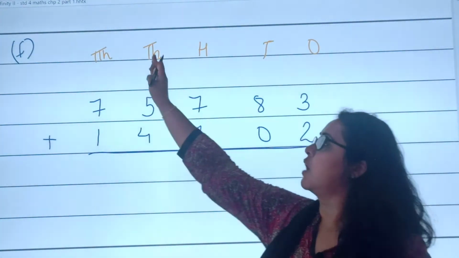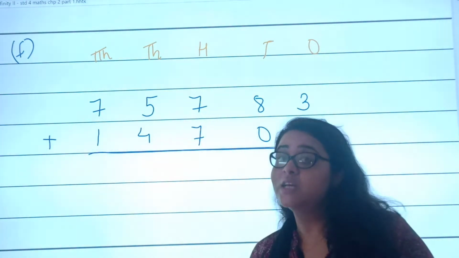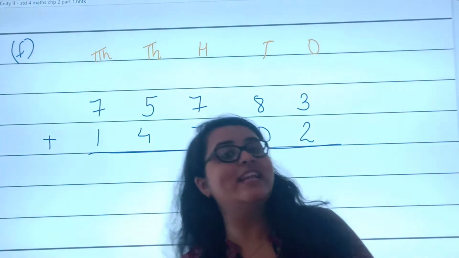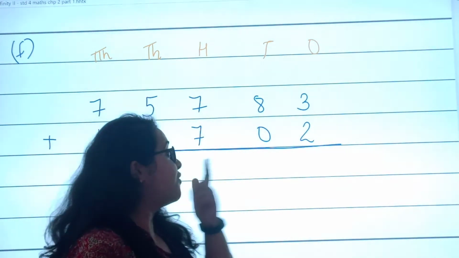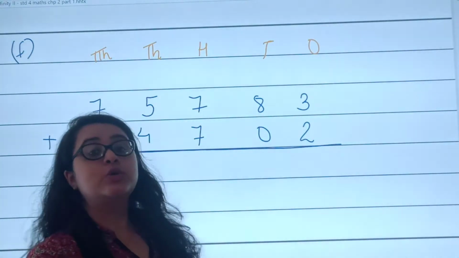Ones, tens, hundreds, thousands, ten thousands. Okay? Yeah, you remember it very well. We will start from here or here? Yes, you are right, my lovely kids. We will be starting from ones. Okay? 3 plus 2, 5.